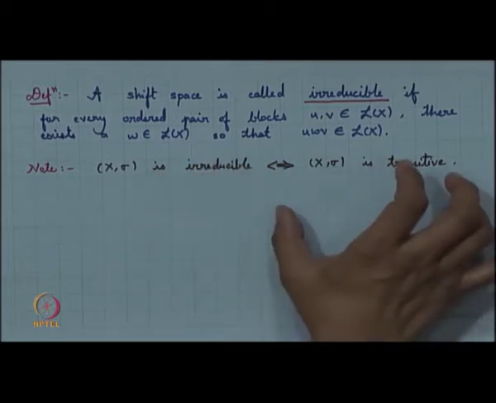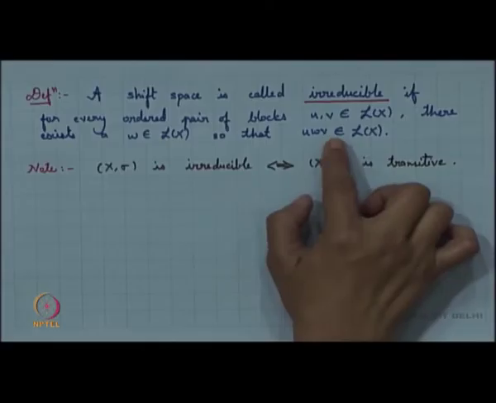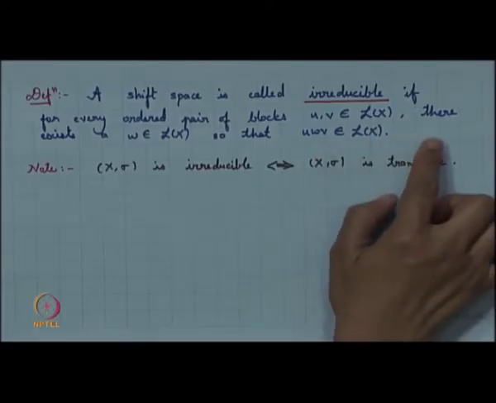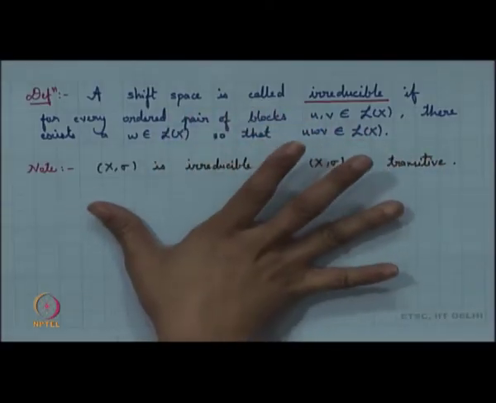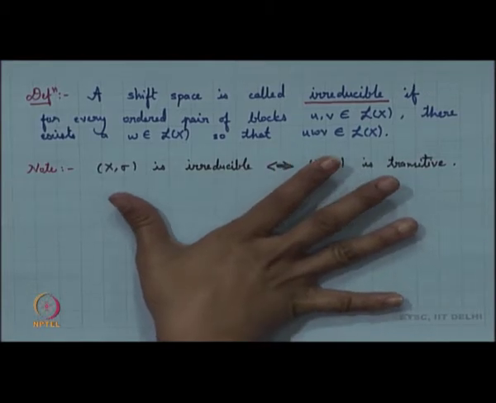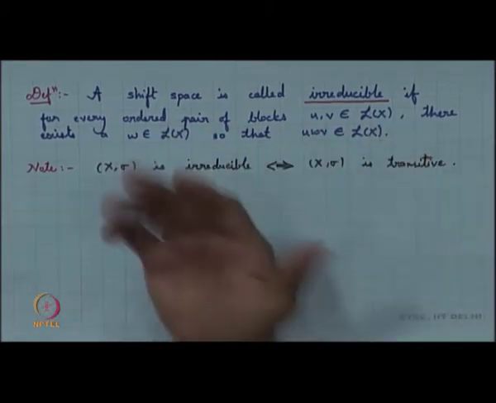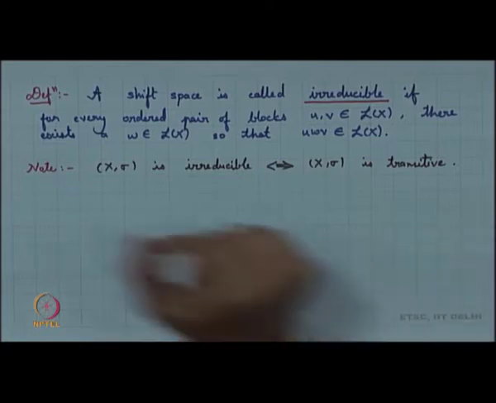On the other hand, if you have the system to be transitive, that means that there are say 2 cylinder sets, and from one cylinder set, after some iterates, you go to the other. So, you will have some kind of a word with that particular length such that given u, v you have a w such that u w v is in the language. So, these two concepts are equivalent. So, we say that the shift space is irreducible, same as saying that the shift space is transitive.